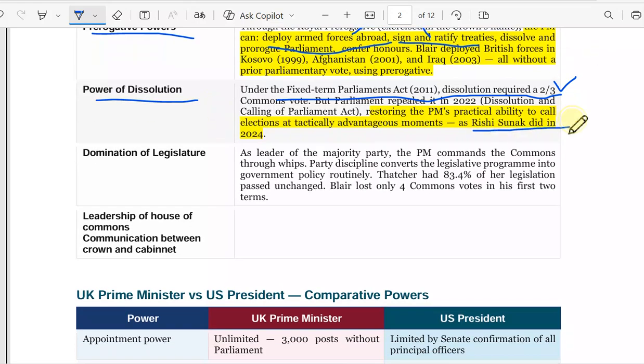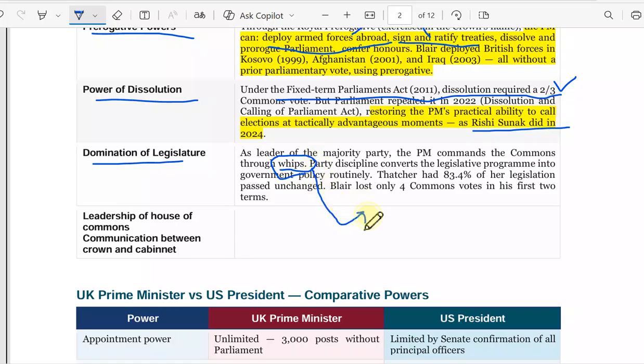Yes, in Rishi Sunak's case, it was done. Domination of legislature: as a leader of the majority party, the Prime Minister commands the Commons through whips. What are whips? Whips means the government or the Prime Minister has strict control over his cabinet and the whole House to comply with whatever the command party gives.